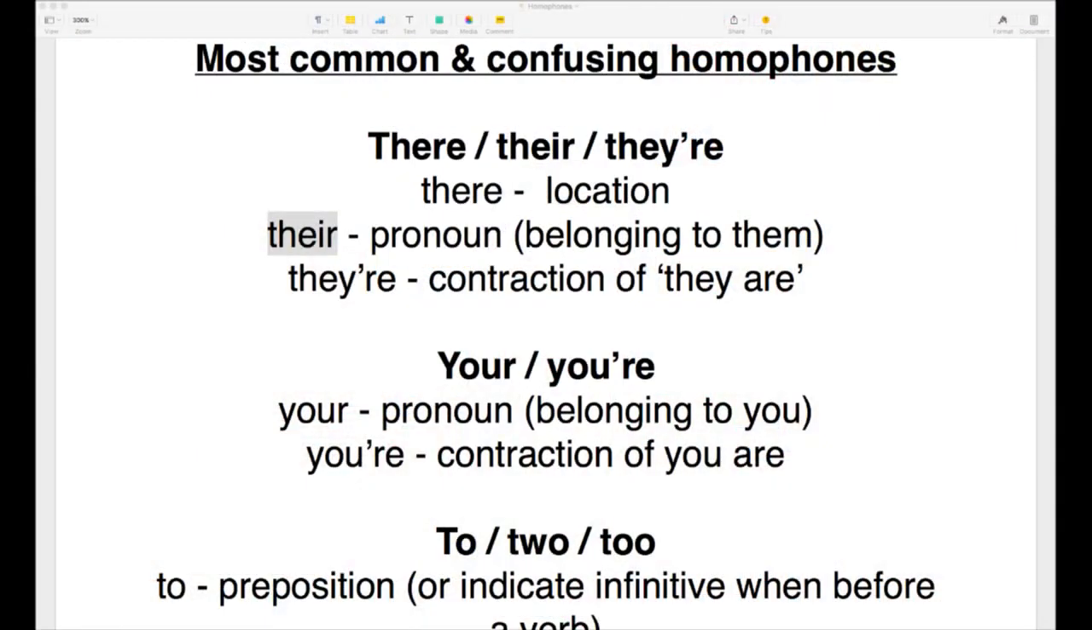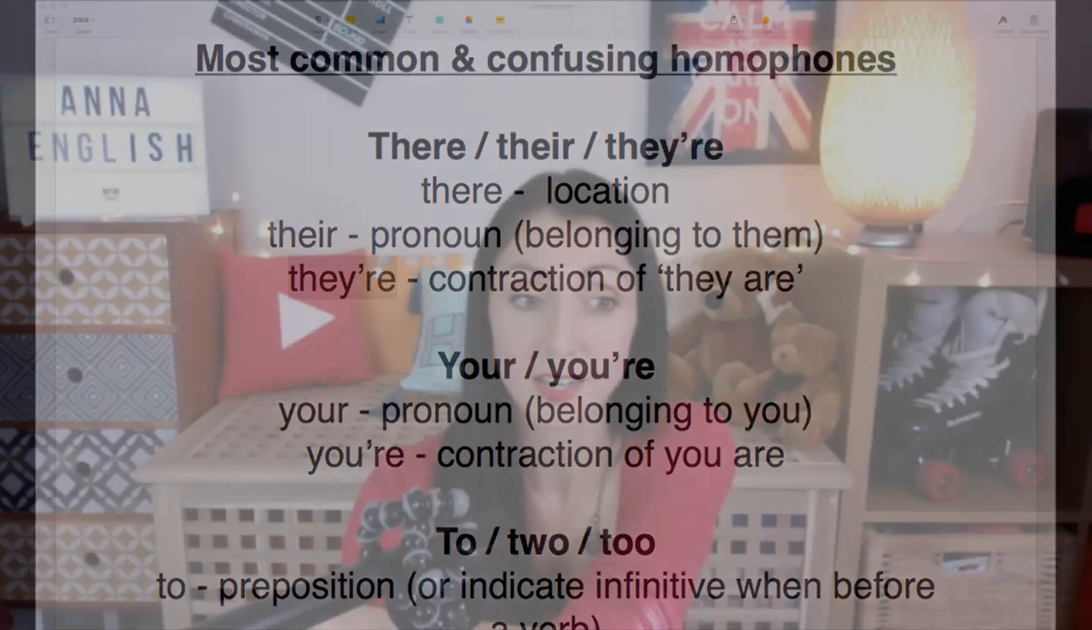Okay, and the last version, they're, is a contraction of they are. So you'll notice in the last sentence I said, they are on their way. But I could say, they're on their way. Or I could say, they're here. They just arrived. They're here. They are here. So there, their, and they're.